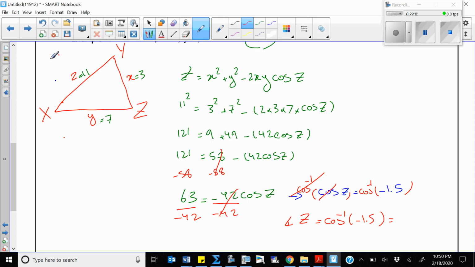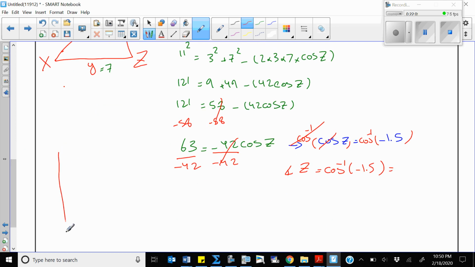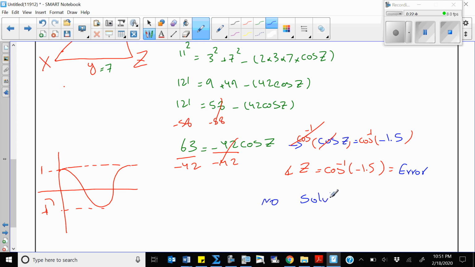Why? Here's the reason. We know that cosine, if I draw the cosine graph for you, it's something like this. We know that the highest point that cosine can have is 1, and the lowest point is negative 1. Basically, the range of cosine is from negative 1 to 1. So the lowest point is negative 1. How can I have negative 1.5 for cosine then? So this means this is not right. That's why we got an error here. So I can say there is no solution. Keep in mind, whenever you have a value of cosine or sine bigger than 1 or less than negative 1, that is not possible. So we won't have any solution for that.